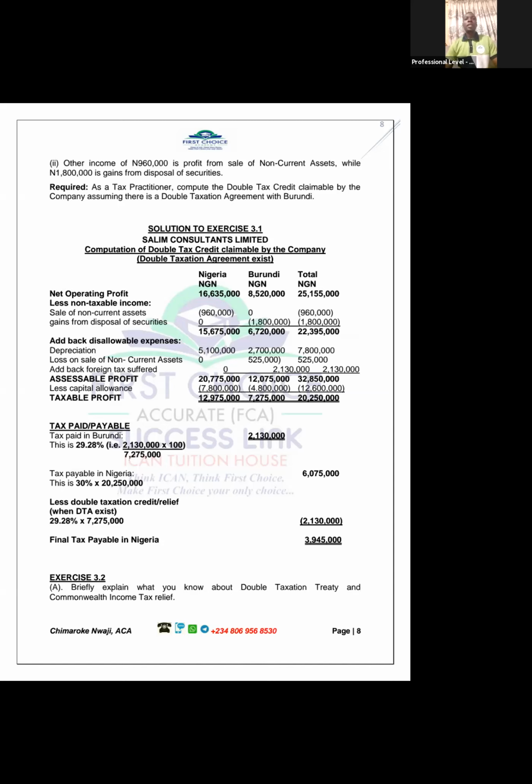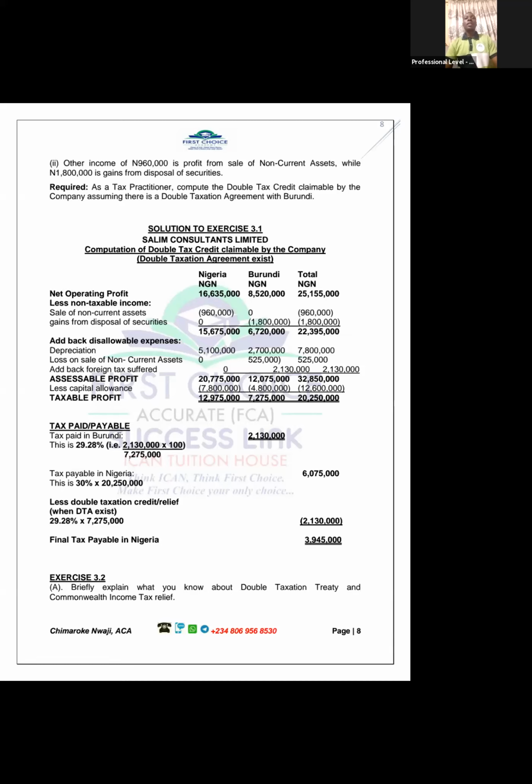So you look at the depreciation. Okay, depreciation was not in the additional information, it was in the body of the question. 5,100,000, 2,700,000 for Burundi, everything 7,800,000. Fine, you add it back.